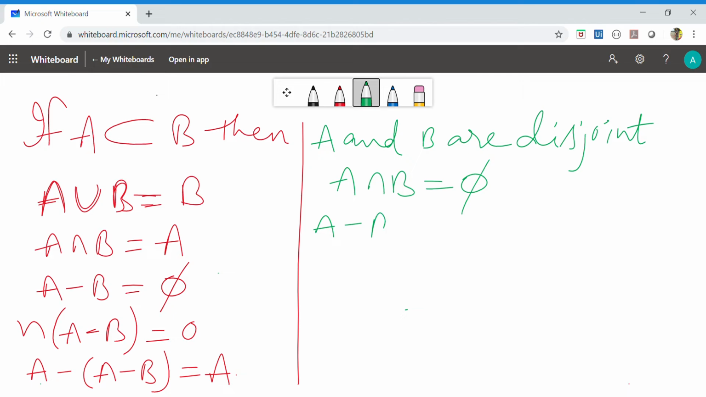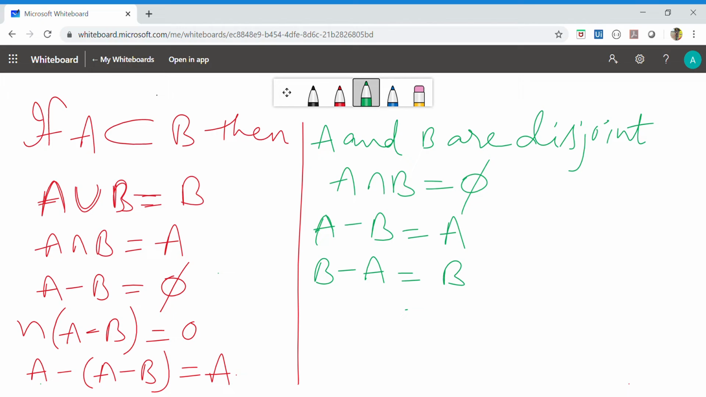Then what is A minus B? A itself. Very good. What is B minus A? B. A minus B means the elements which belong to A and do not belong to B. There is no common element, that's why you will get A itself. B minus A you will get B itself.